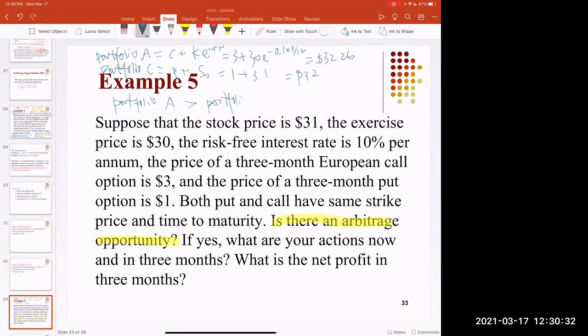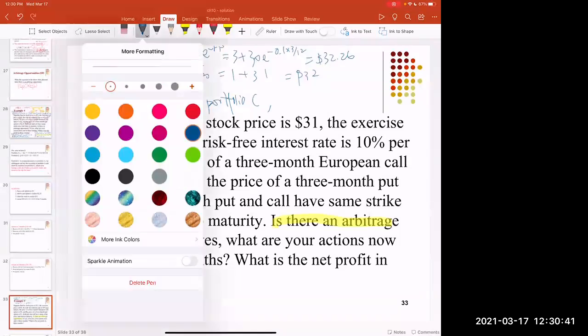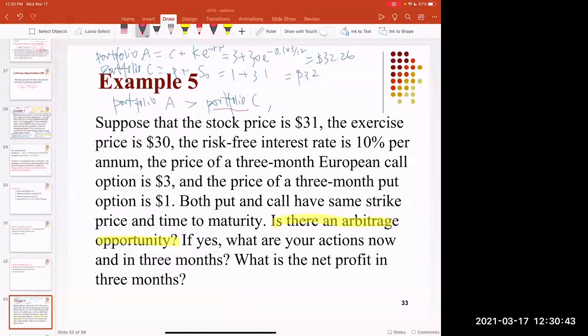First, to answer the question, is there an arbitrage opportunity? Yes, because they are not equal. And what's the action? We're going to buy low, sell high, right? Buy low: we're going to buy portfolio C, and sell high: we're going to take a short position on portfolio A. So our action now.